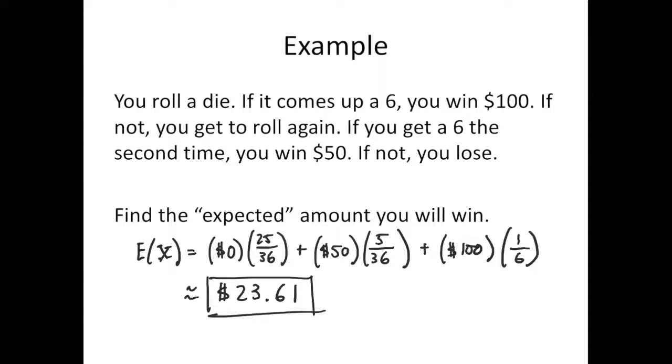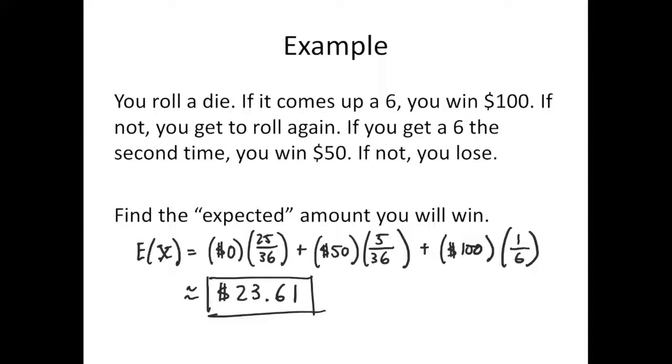In the long run, however many games that would take, if I averaged or took the mean of all my different winnings, it should approach $23.61. So on average, I'd be winning $23.61 every time I played the game. A lot of times I'd be winning 0, sometimes I'd get 50, and occasionally I'd win $100.